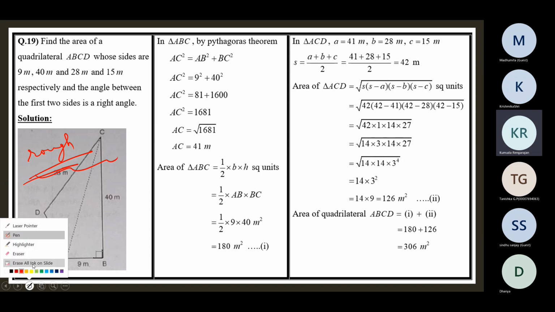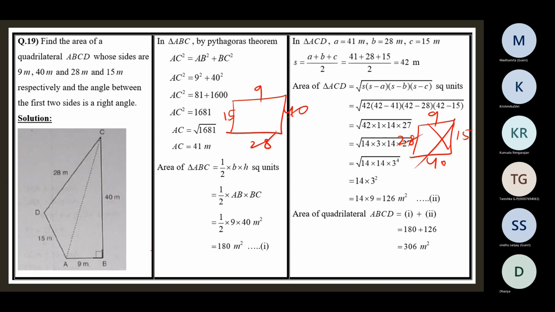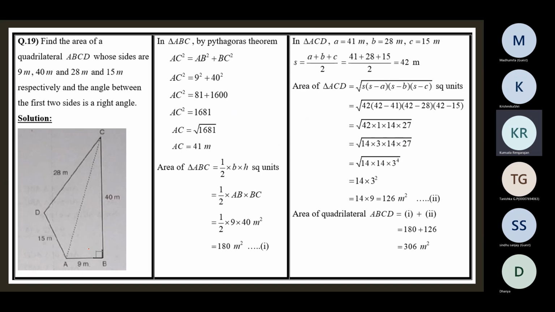The diagram will look different, but when you're marking, I told you, you should always go in the clockwise or anti-clockwise direction. So like 9, 40, 28, 15. If you mark 9 here and 40 on the opposite side, and mark 28 like this and 15 like this, then you're wrong. The marking is important, where the right angle is, between the first two sides or the last two sides. You should mark the right angle correctly and then connect the correct diagonal, and the rest is the same.